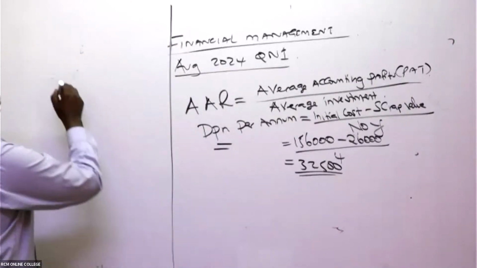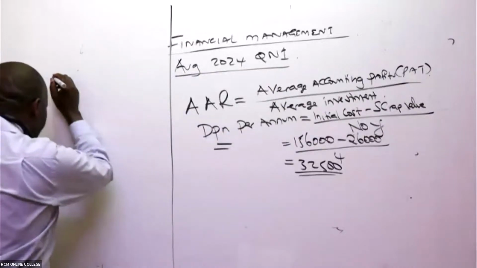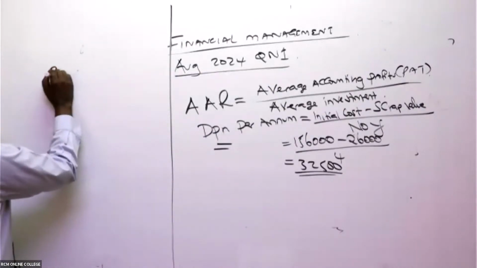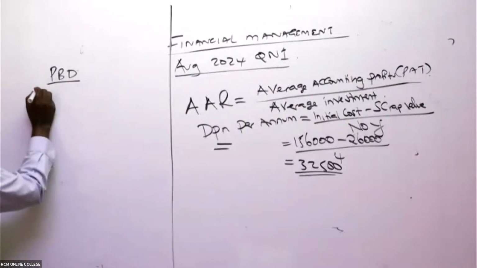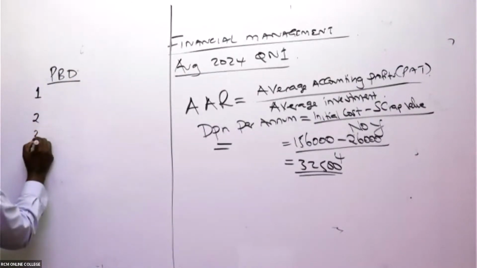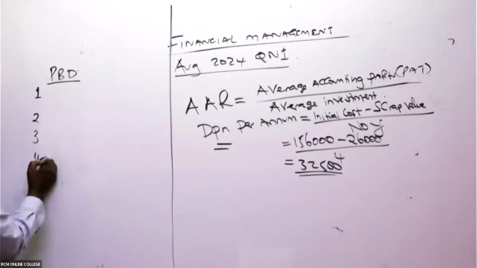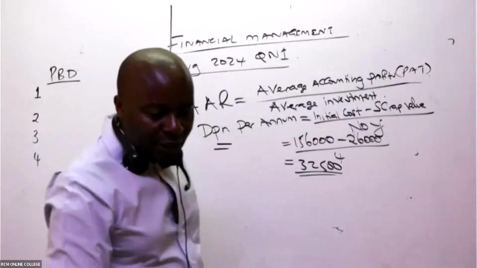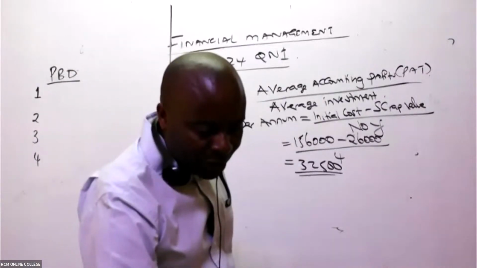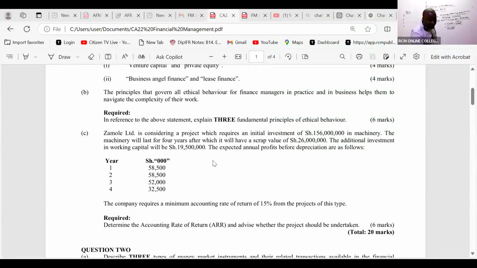And then, of course, now here, we can do our PBDT adjustments. They have given us here profit before depreciation for each of the years, 1, 2, 3, 4. I hope you are able to see this. These are the expected annual profits before depreciation.